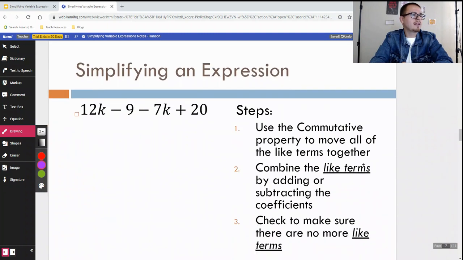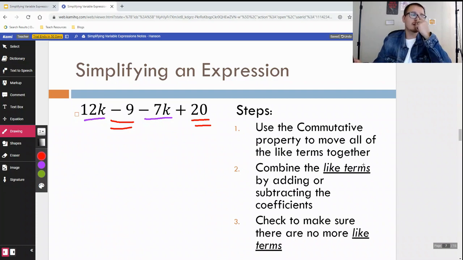All right. So here we go. Let me tell you how to do this. So we have an expression, 12k minus 9 minus 7k plus 20. So the first thing I want to do is make sure that I identify my variable terms. So variable term, constant term.